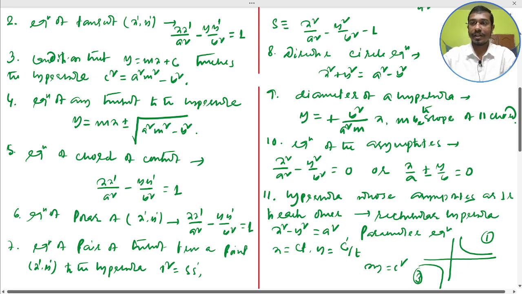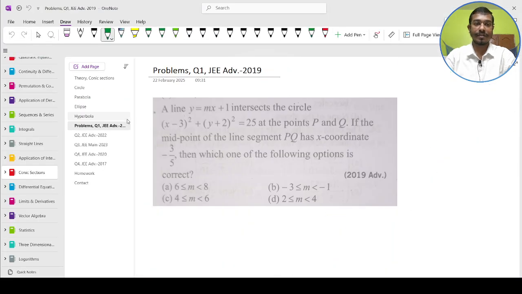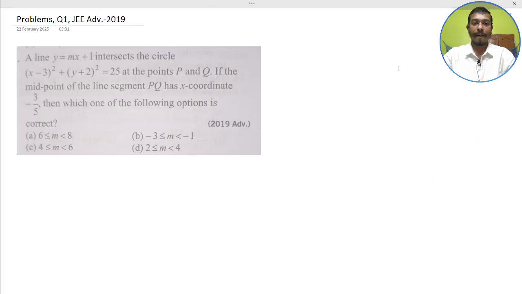We now switch our lecture into the problem discussion session. First problem is JEE Advanced 2019. A line y equal to mx plus 1 intersects the circle at the points P and Q. If the midpoint of the line segment PQ has x coordinate minus 3 by 5, then which one of the following options is correct?